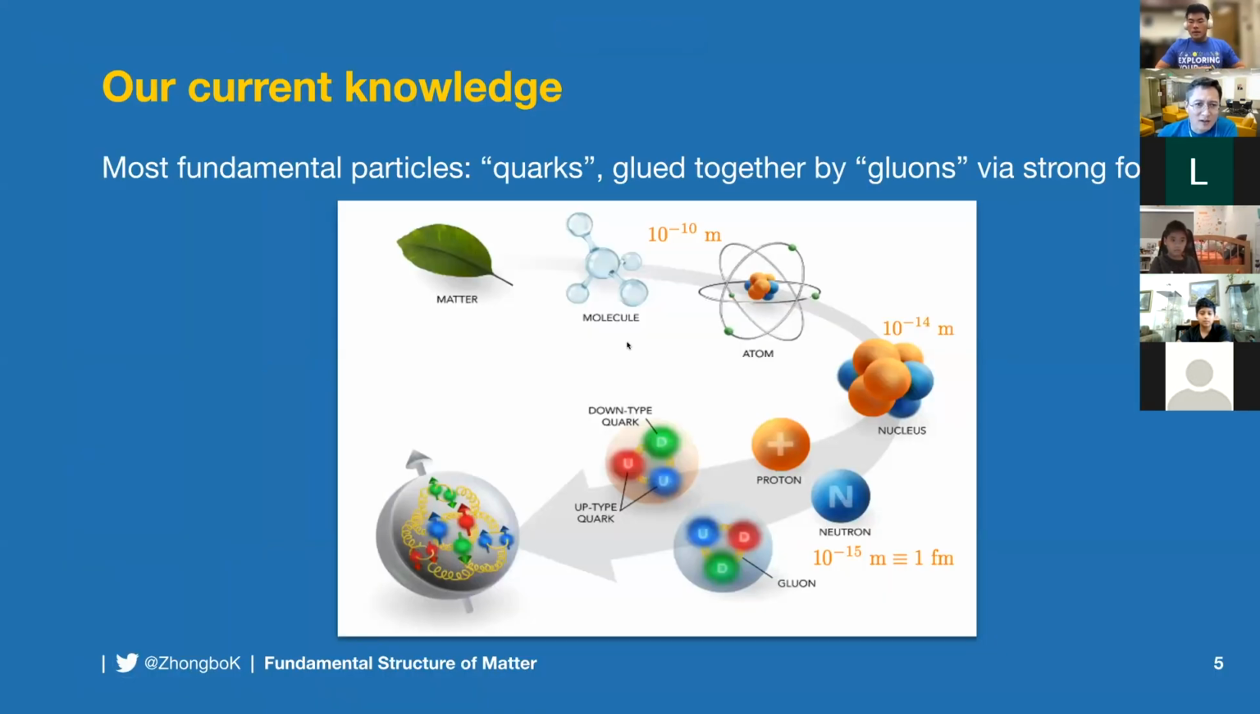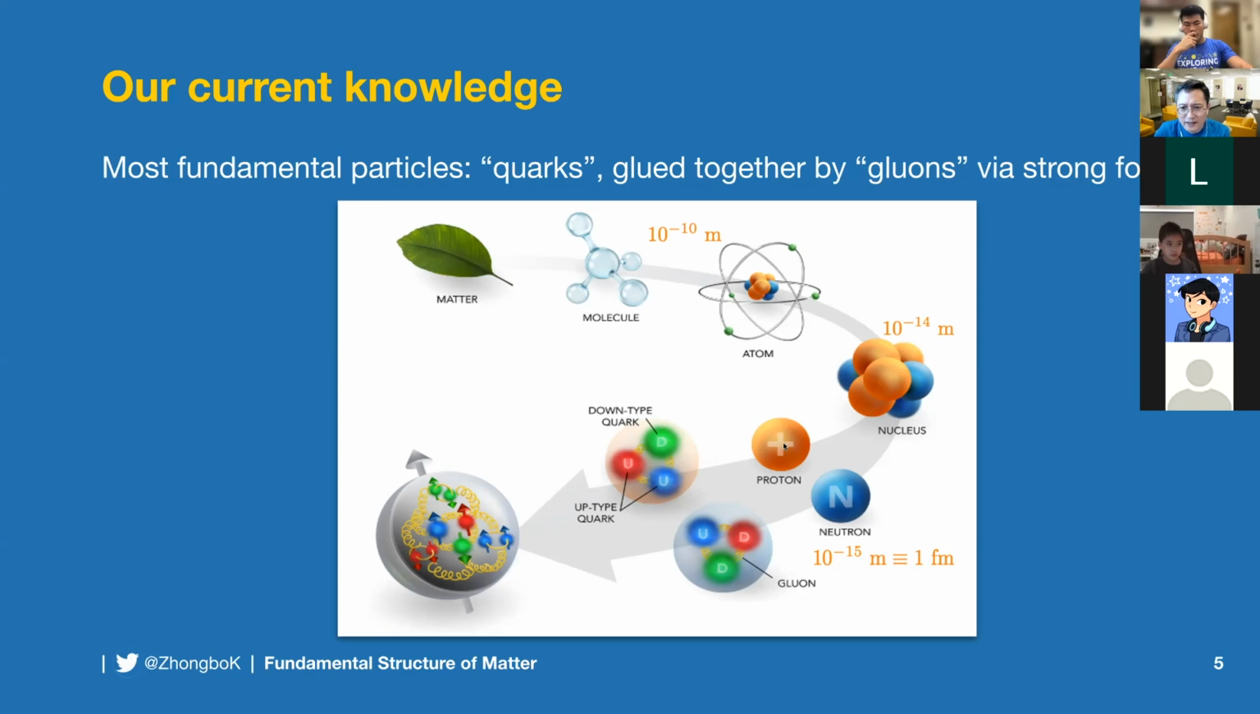Okay, so this is our current knowledge on nuclear and particle physics. Any matter can then go to the molecules. This is typically where chemists stay. The size of the molecule is something like around 10 to the minus 10 meters, right? And if you go further inside the molecules, they have atoms. In the atoms, there are electrons outside, and inside there's a nucleus. This nucleus is 10 to the minus 14 meters.